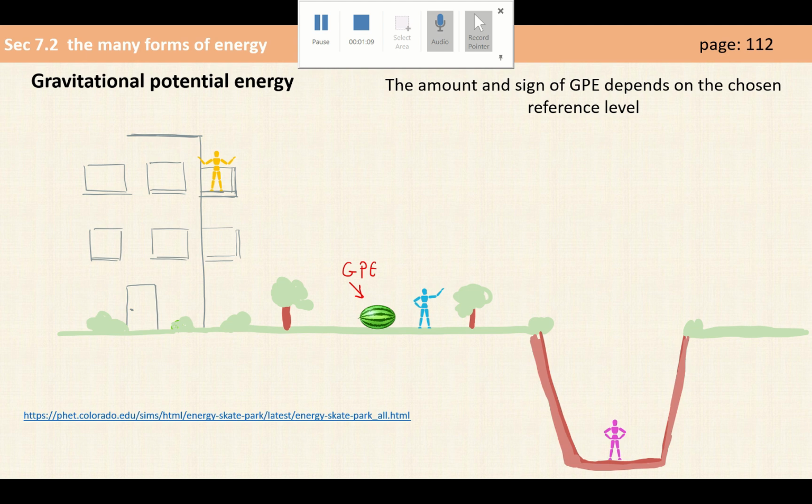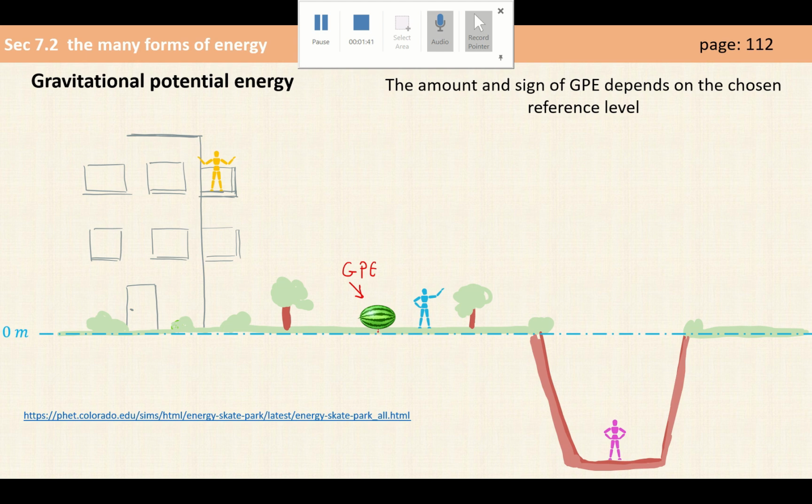فلنبتدئ في المستوى المرجعي اللي هو الأرض. خلينا نفترض إنه إحنا اخترنا المستوى المرجعي. We chose the reference level to be the surface of the ground. So we're going to measure the distances and the heights from the surface of the ground. Now, this watermelon, هاي البطيخة موضوعة على المستوى المرجعي. هذه البطيخة, this watermelon, is placed on the reference level.